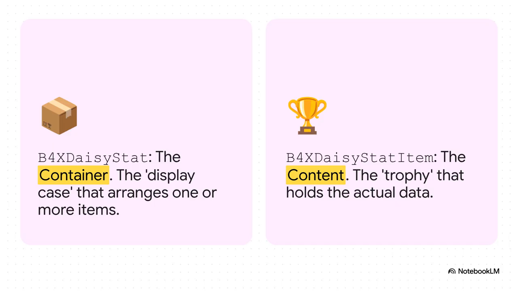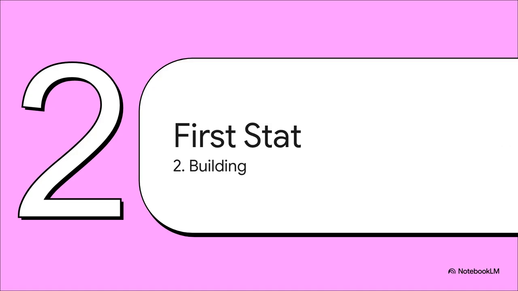First, you've got the B4XDaisyStat container. I want you to think of it as the display case. And then, inside that case, you place one or more B4XDaisyStat items, and these are the trophies that hold your actual data. All right, so theory is great, but let's see this thing in action. We're going to start by building a single stat item from the ground up, and you'll see just how easy and intuitive this really is.